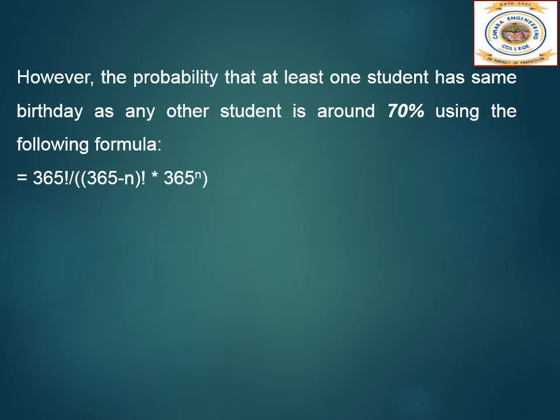Previously we were fixing one particular date and checking whether students have birthdays on that date. Now, instead, if you check whether any two students have a birthday on a common date, the probability will be around 70%, using the formula 365 factorial divided by (365 minus n) factorial times 365 to the power n. So this is the birthday paradox problem.